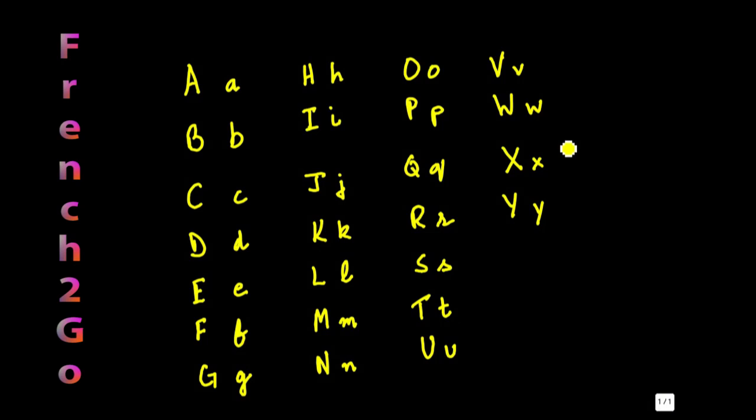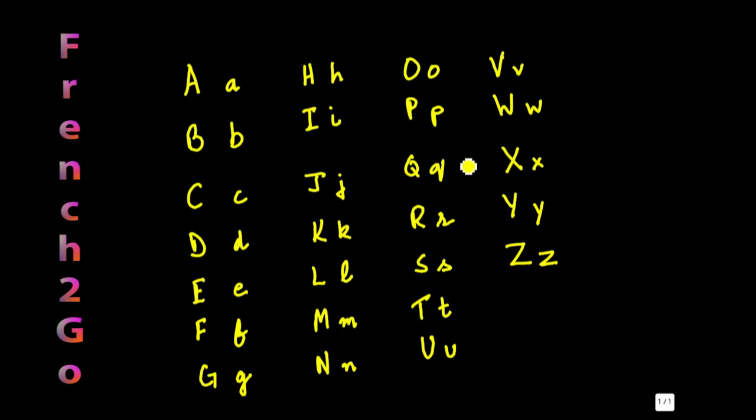And Z is pronounced Z. So it's Z in US American English, and in French it's Z. Now let's recap. V, W, X, Y, Z.